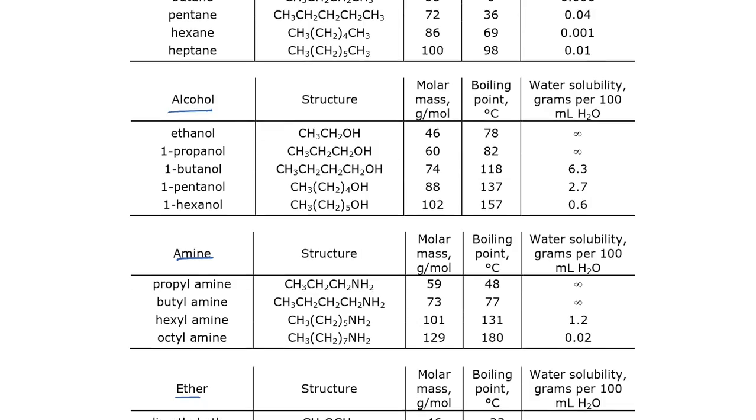So this question said, assume that anything that is more soluble than about 1 gram per 100 milliliters is considered to be soluble. We have to cut off somewhere, right? So ethanol, infinitely soluble. 1-propanol, infinitely soluble. 1-butanol, we can dissolve about 6 grams of it in 100 milliliters of water. 1-pentanol, we can dissolve about 3 grams. 1-hexanol, about 0.6 grams. So what we're saying is we're cutting off there and saying these are soluble, and we're saying this is insoluble.